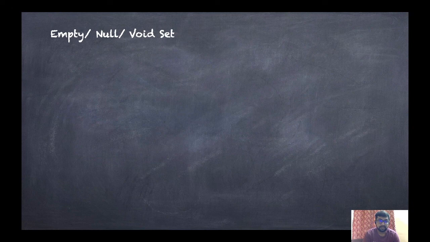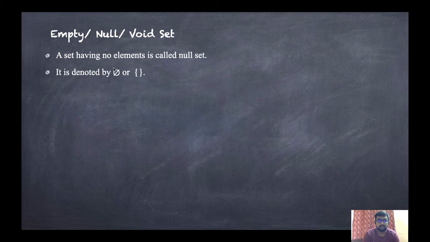Next, empty or null or void set. As its name suggests, it is an empty set. So a set having no elements is called a null set. It is denoted by this symbol phi or the curly brackets.